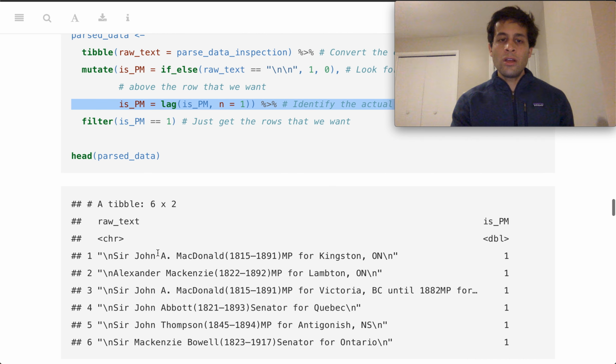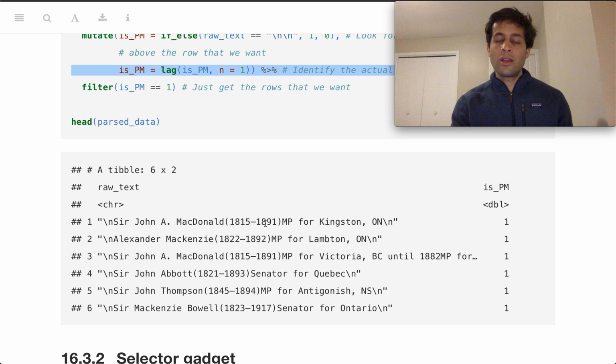The result is that we are getting pretty close. If we look at where we are now, we have a column that has Sir John A. MacDonald, and then it's got a birth date, a birth year, and then it's got the MP there from the riding that they were representing. So we're getting pretty close.